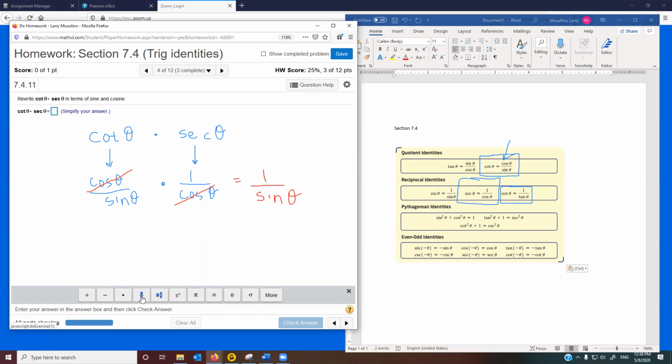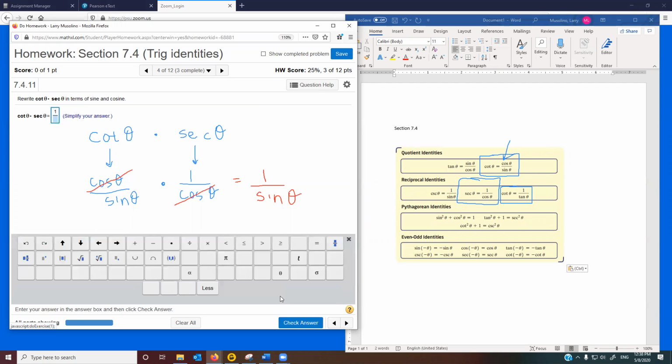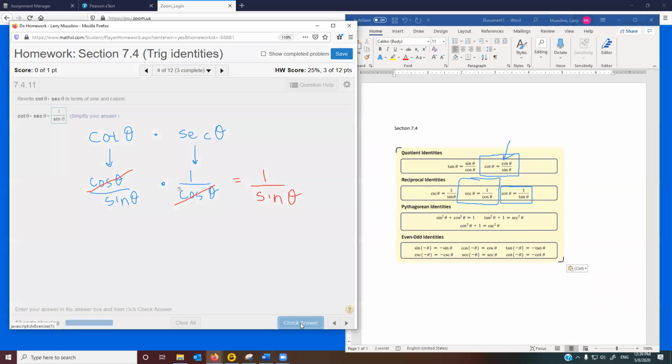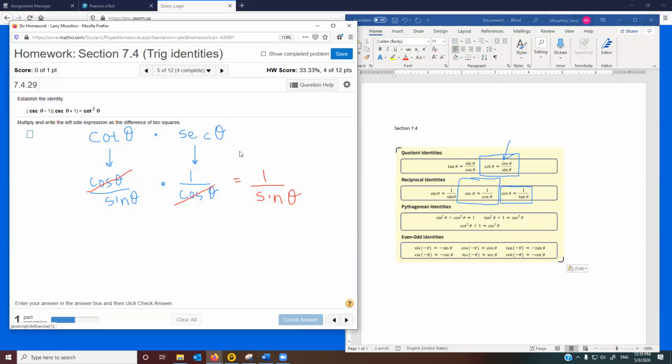I'm going to use a fraction, and I'm going to put 1 over, and I'm going to use sine of theta. And you might notice here's the angle theta available to us right down here on the bottom menu. So I'm going to type in sine of theta. All right, so in this example, we replaced the trig functions they gave us with their equivalent trig functions that were based on only the sine and cosine functions. All right, let's go to the next one.